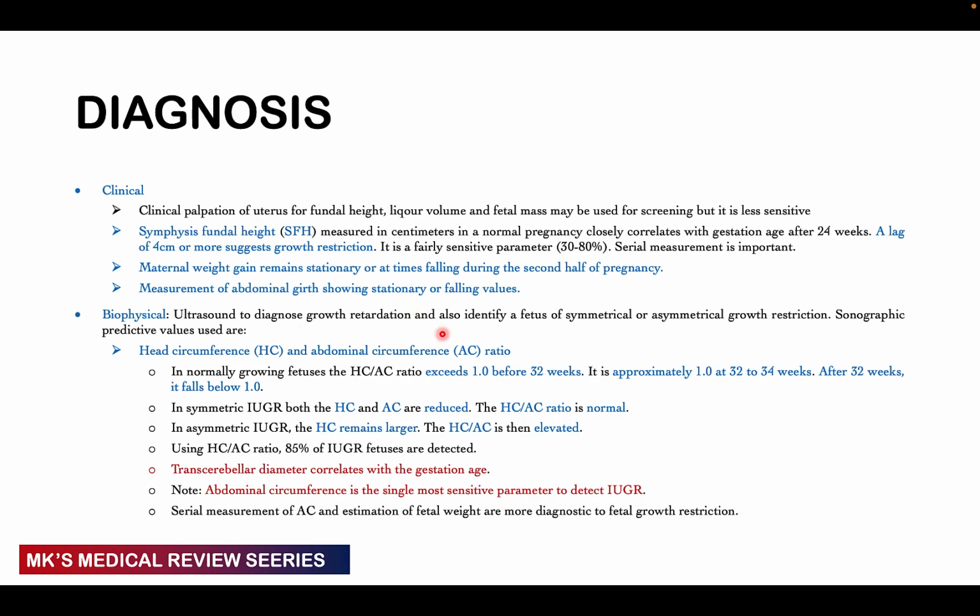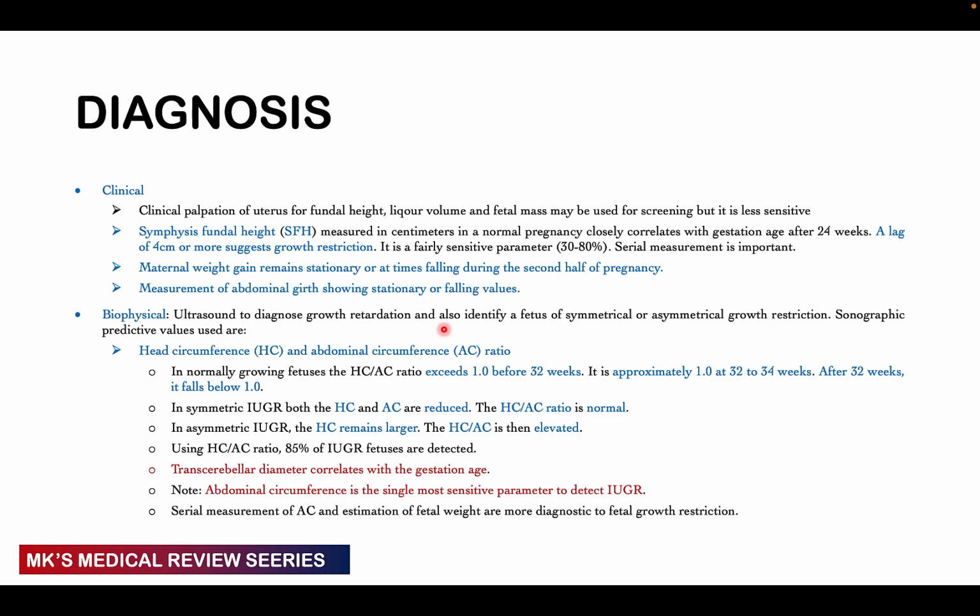You also want to do a biophysical profile, because remember that ultrasound is going to be done to diagnose growth retardation and to identify a fetus which is either symmetrical or asymmetrical. And generally, you have some sonographic predictive values which you're going to be looking at. So the first thing that we look at is known as the head circumference to abdominal circumference ratio. So in a normal growing fetus, your head circumference to abdominal circumference ratio is going to be greater than 1. That's before 32 weeks. Then it's going to be approximately around 1 between 32 to 34 weeks. And then after 32 weeks, it's going to fall below 1.